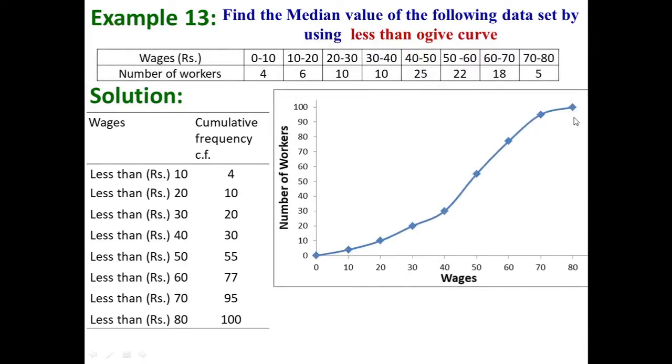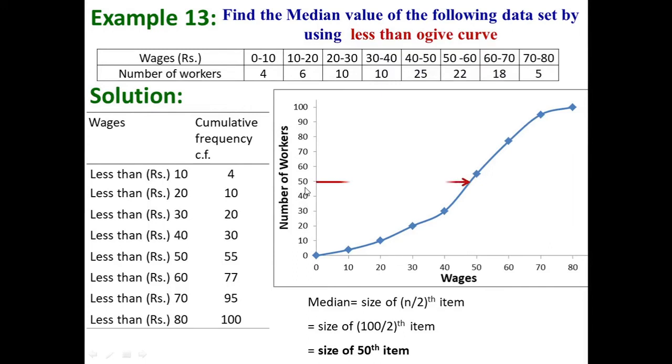As the total number is 100, therefore median will be the 50th item. First, we have to locate this 50 on the y-axis, and from that point we will draw a line parallel to the x-axis and find out where it crosses the curve. From the point where it crosses the curve, we will draw a line parallel to the y-axis, and the point where it crosses the x-axis will be considered as the median, and in this case it is 48.